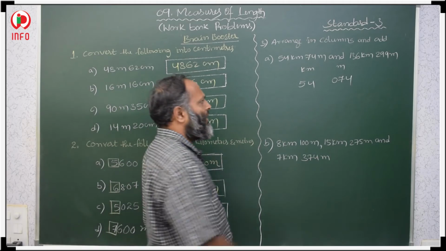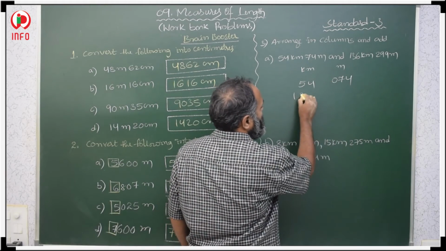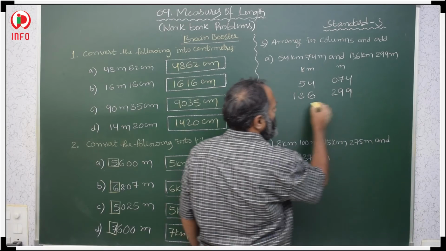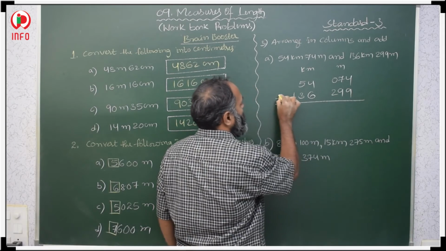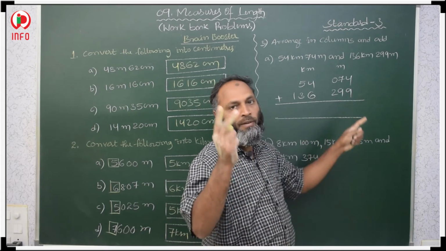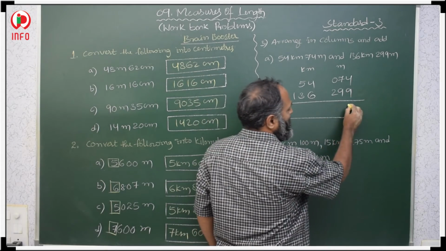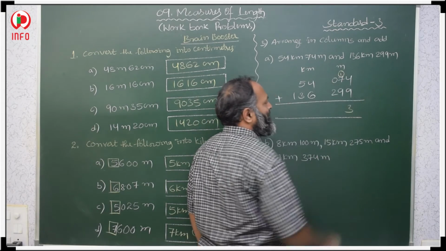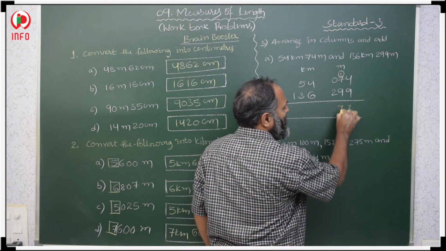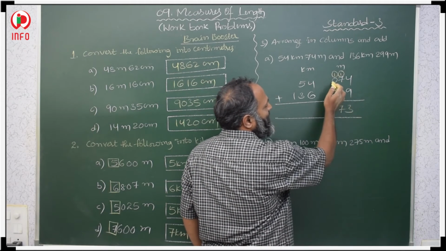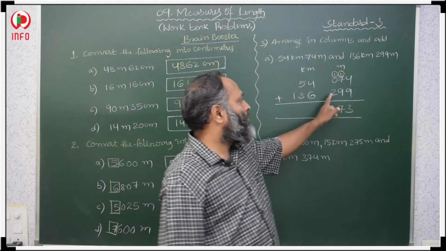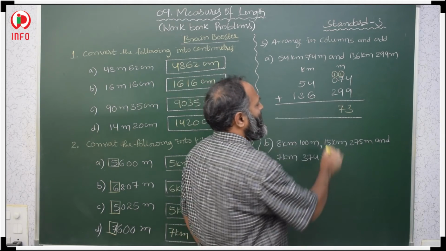074, so we have to take. And after that 136 kilometers, 299 meters. Now add. 9 plus 4, 9, 10, 11, 12, 13. 13 means 3 in 1's place, 1 in 10's place. 9 plus 7, 16 plus 1, 17. 17, 7 and 1 here. 2 plus 0 is 2, 2 plus 1, 3.